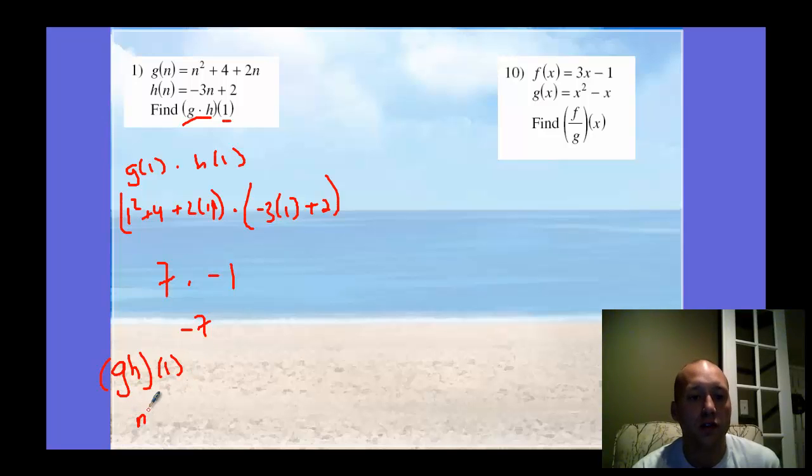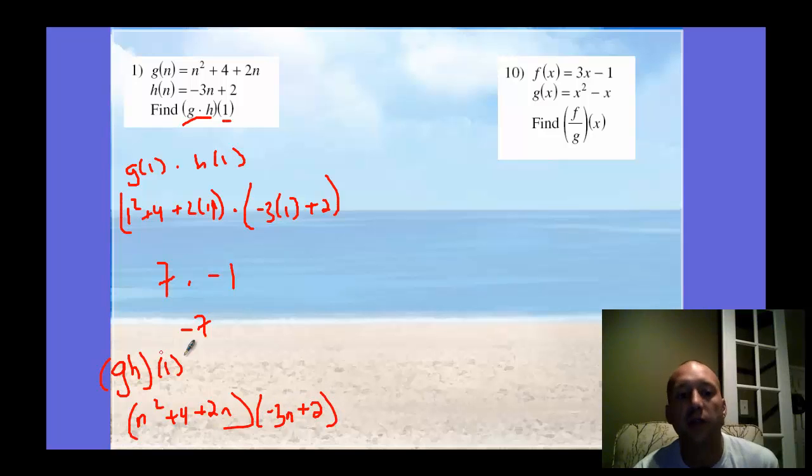For that one, you have to do n squared plus 4 plus 2n, and then you have to multiply that by negative 3n plus 2. So you have to do all the distributing and then plug 1 in. It's easier to plug 1 in right away than multiply the two results. For the next one, we actually are doing it for x, so we cannot plug a number in. We actually have to do it with the functions.